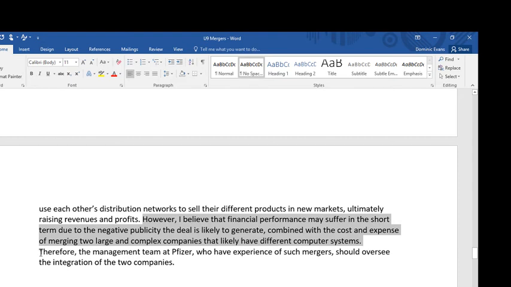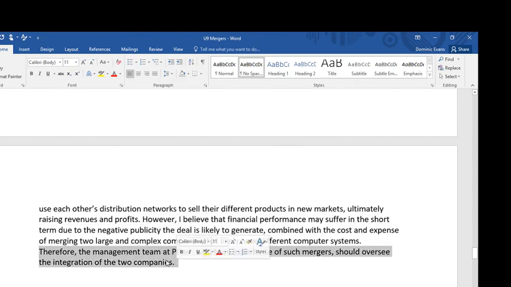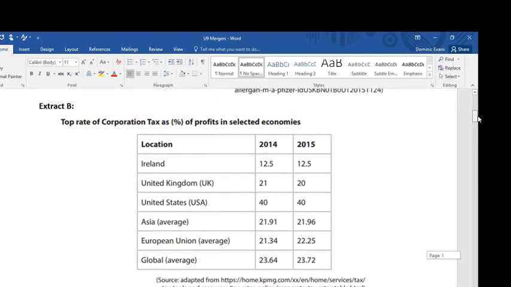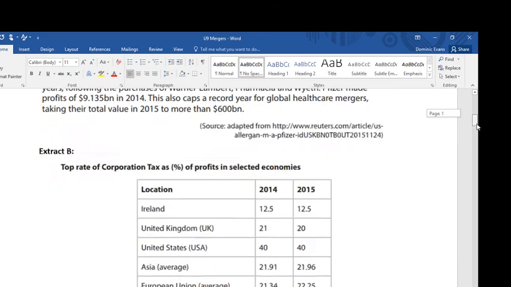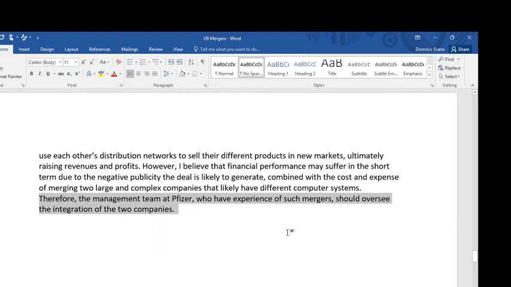A final thing that appears in the grade descriptor of a top-level answer is providing solutions. So here's my solution. Therefore, the management team at Pfizer, who have experience of such mergers, should oversee the integration of these two companies. What I'm trying to say here comes from this point here: Allergan was the fourth largest merger or takeover in the previous 15 years. It seems that Pfizer are really quite good at this, and therefore let's put the management team from Pfizer in charge, because they've got experience of this and may be able to conduct it quite well.